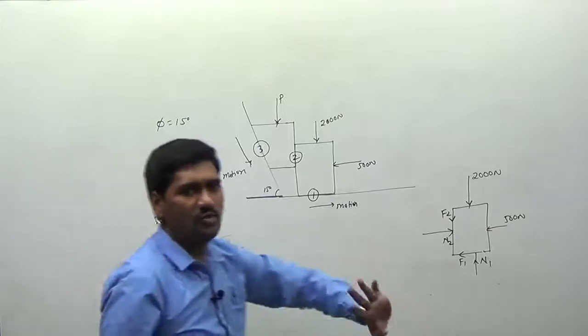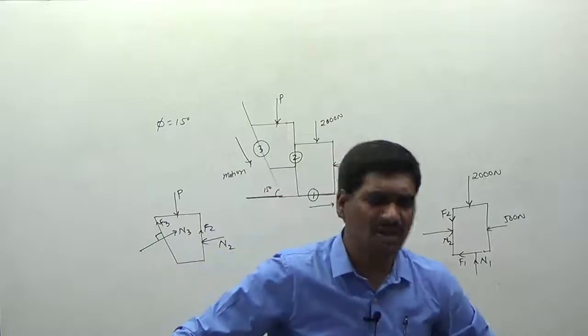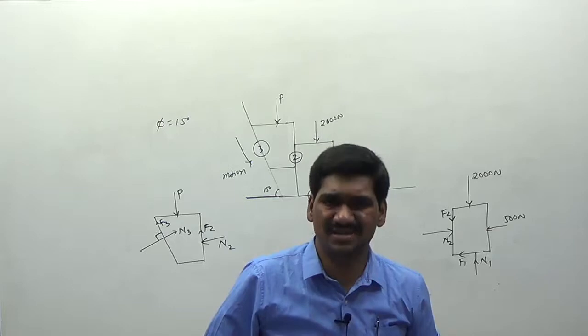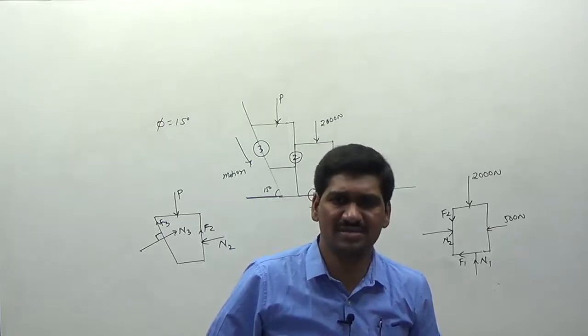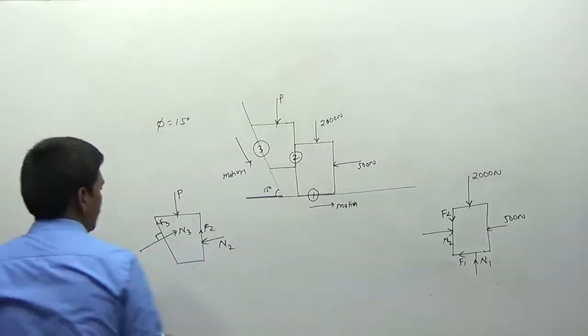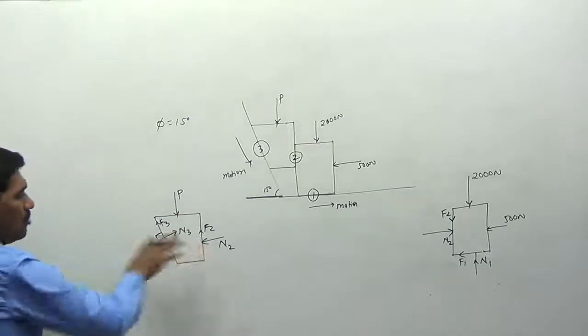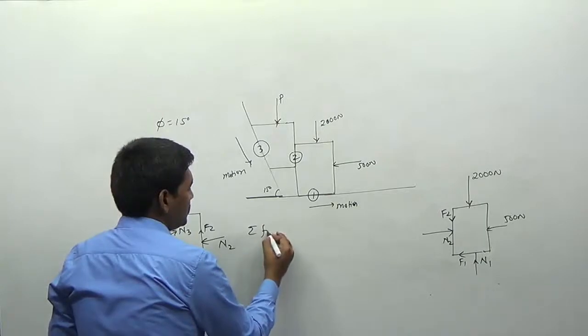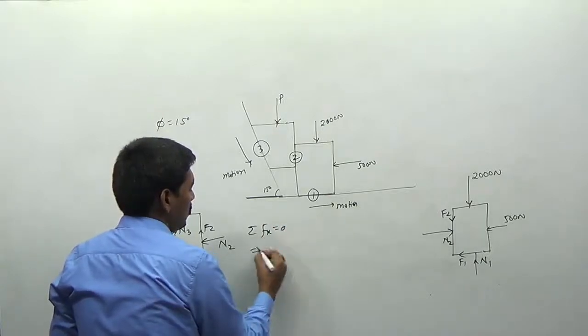Now for this body, write the equations of equilibrium. No need to go for sigma M equal to 0 here, because to apply sigma M we need the distances, and there is no need of writing distances here, right? Therefore, I can write the equations directly. The first equation I am writing here is sigma Fx equal to 0.